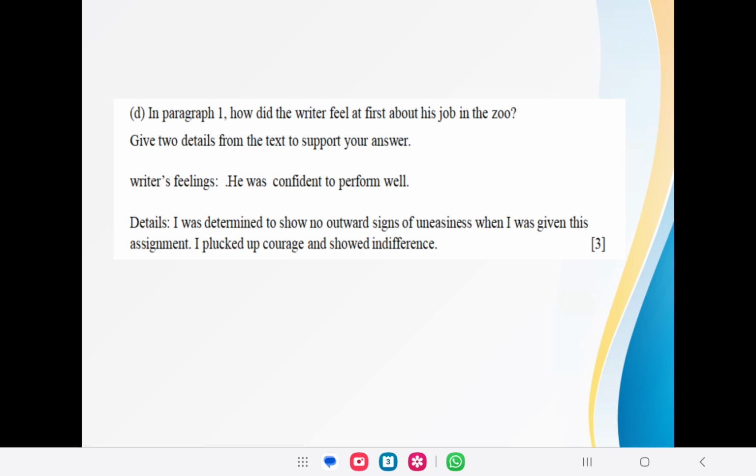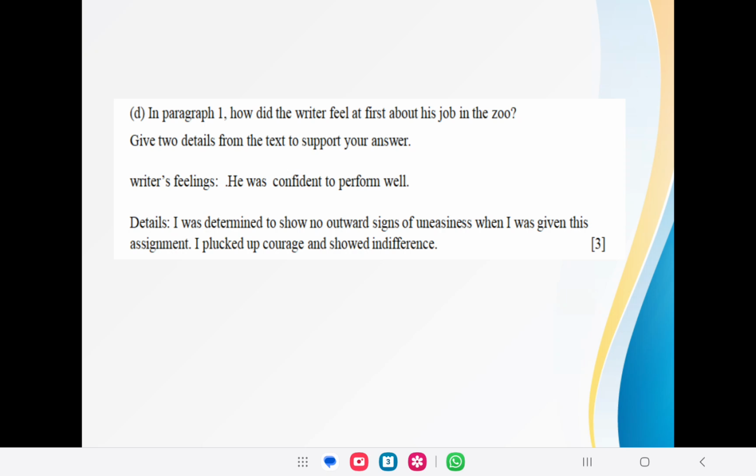in which you just have to find out one feeling and two details. When the question is about the feeling, remember, you cannot copy something from the text. You need to write the feeling in your own words in very clear terms. And after that, once you have written the feeling, you have to come up with the evidence of that feeling that you have mentioned.